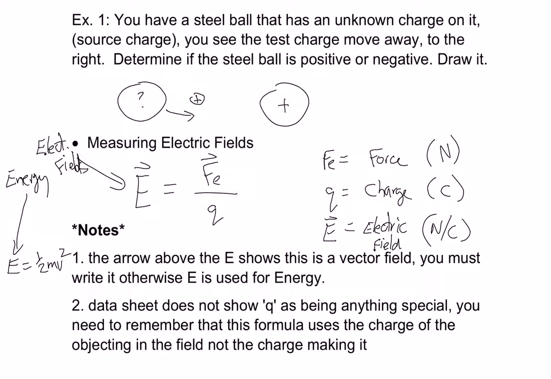The second thing to remember is the Q in the formula. Q isn't anything special. A test charge isn't anything special, but we do need to remember that in this case, Q stands for the charge of the object in the field, not the charge that's making the field. So if we were to calculate the electric field strength of the steel ball in example 1, we would have some sort of force that we'd measure, using kQ1Q2 over r squared or whatever it is, and our charge would be that charge that's in the electric field, and then that's what would give us the electric field strength.